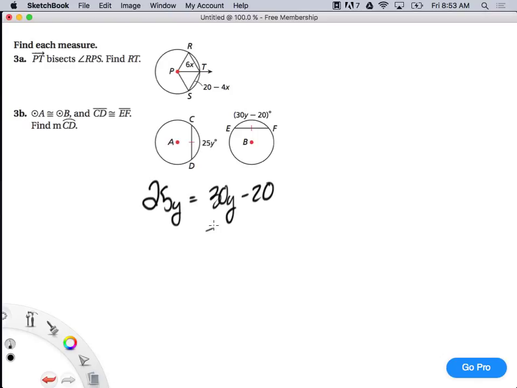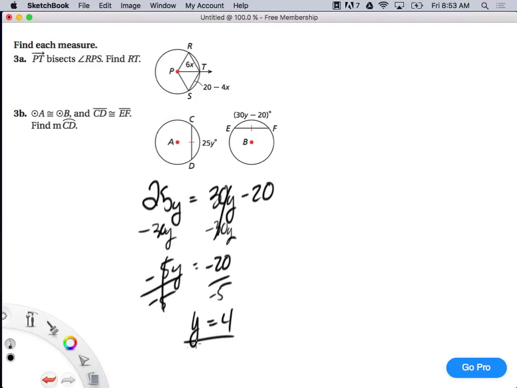Okay? Subtract 30y from both sides. I get negative 5y equals negative 20. Divide by negative 5. I get y equals 4. Does that make sense? Any questions on that?